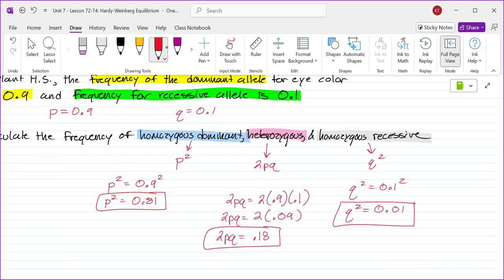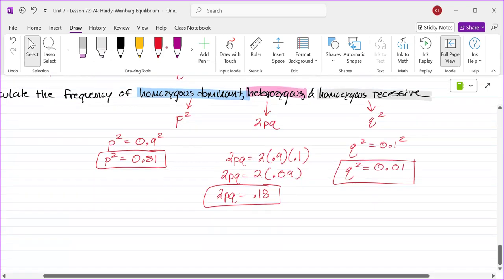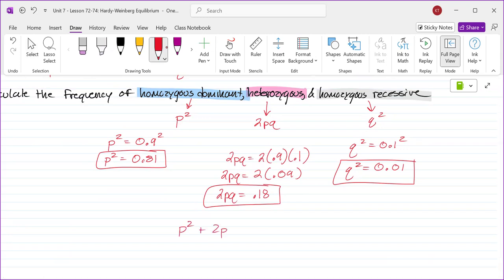And to make sure that they do in fact add up, and this is all in Hardy-Weinberg equilibrium, P squared plus 2PQ plus Q squared should equal 1.0. Now, you can probably do this in your mind, but we need to make sure. Does 0.81 plus 0.18 plus 0.01 equal 1.0? Yes, it does. So it checks out. Everything fits. The numbers don't lie.